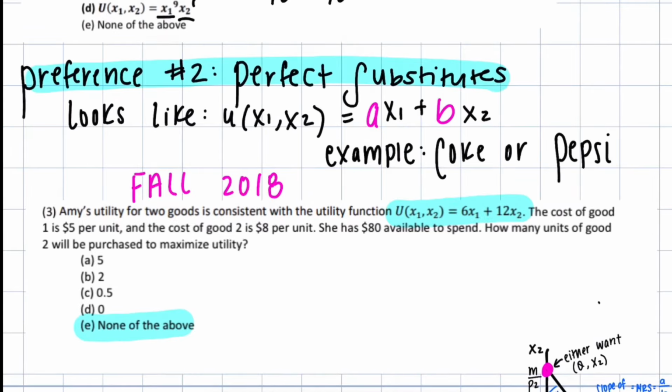Our second preference is called perfect substitutes. This time we have our utility function once again, and we have two goods being added to one another, a being the coefficient next to x1 and b being the coefficient next to x2. A good example of perfect substitutes is Coke or Pepsi. If you just bought a 24 pack of Coke, you probably don't need a 24 pack of Pepsi. You're really indifferent between the two because they're so similar. So you're going to consume all of one good and none of the other.